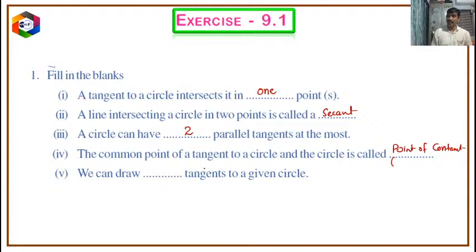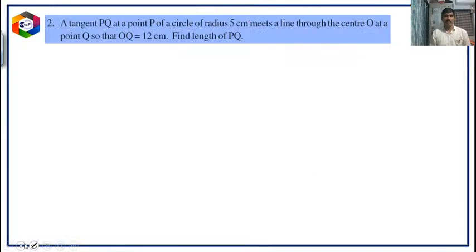From outside, if they asked, from an external point then it is different, but we can draw dash tangents to a given circle. Can we draw any number of tangents to a circle? Yes Rohit, yes, that is infinite. Okay, infinite tangents to a given circle. So we are able to draw infinitely many tangents to a given circle. Yes, so these are simple questions, and now we will move to the next question children.